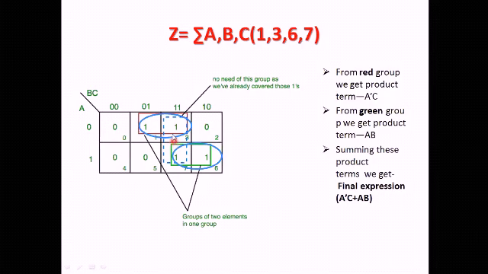So for the red group, we are getting A bar C. Why? Because B is changing. Only the value of A is the same, that is A is 0, and the value of C is 1. So it is A bar C. And from the green group, what will we get? It is AB. B is the same, B is 1, and the value of A is 1. So it is AB. So the final expression is A bar C plus AB.